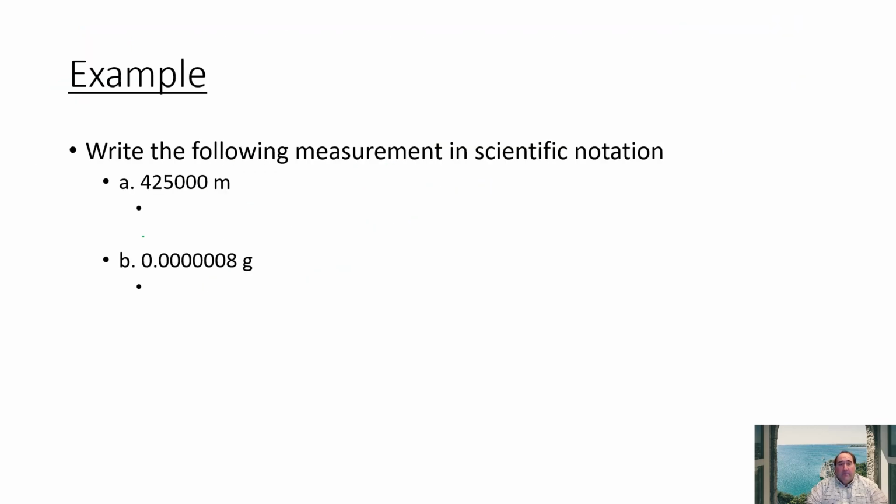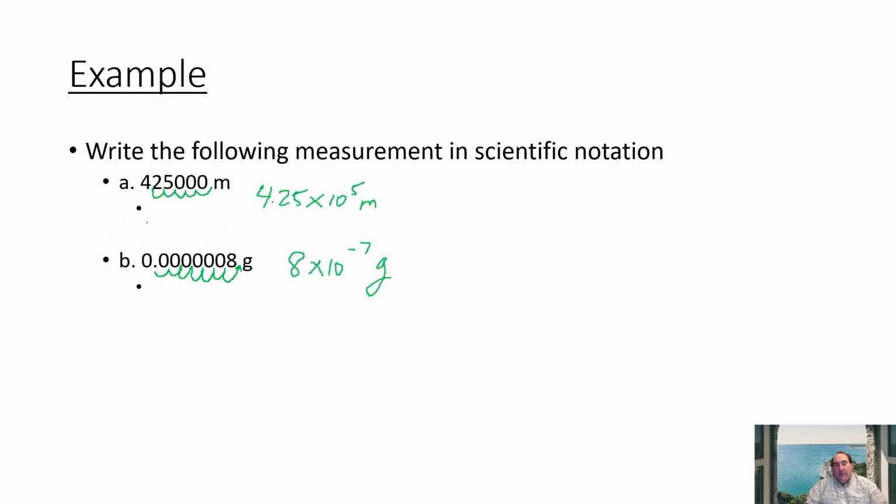Take a look here at a couple more. We want to put these measurements in scientific notation. So once again here, no decimal, but that's where we assume it's at. So 1, 2, 3, 4, and 5 places. Going to give us 4.25 times 10 to the 5th. We do want that unit since we do have it here, which is meters. Coming here, 1 place, 2 places, 3 places, 4 places, 5 places, 6 places, 7 places. That's going to give us 8 times 10 to the negative 7 grams.